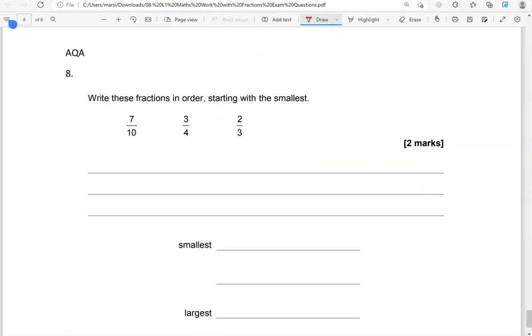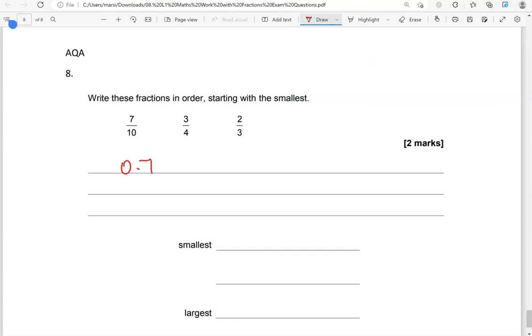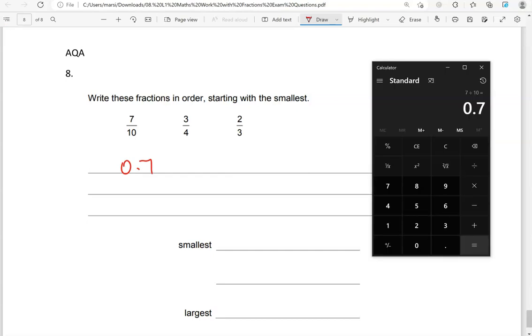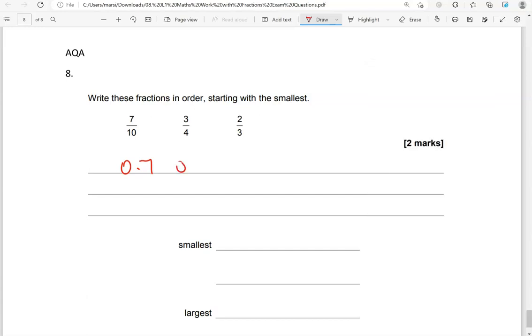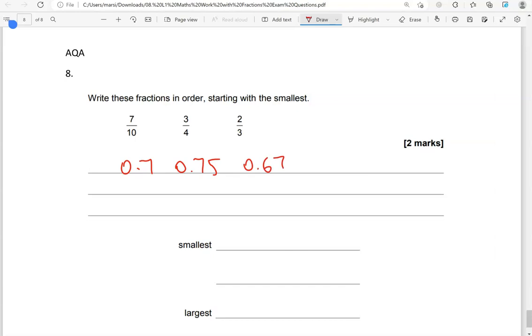Write these fractions in order, starting with the smallest. As we can use a calculator, I'm just going to convert them into decimals. So 7/10, so that is 7 divided by 10, which gives us 0.7. 3/4, hopefully you know that this is 0.75, so 3 divided by 4 gives us 0.75. And also 2/3, that is 2 divided by 3, which is 0.67.